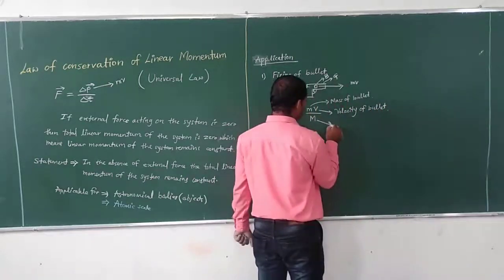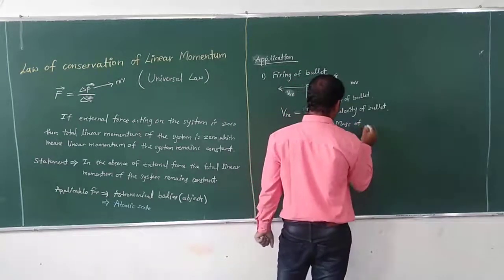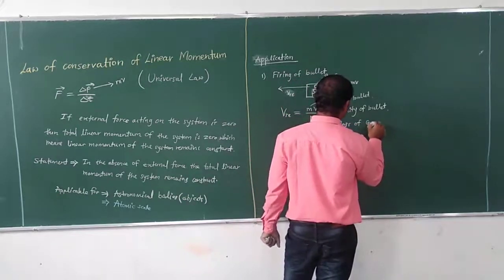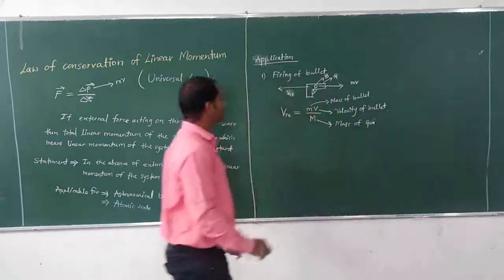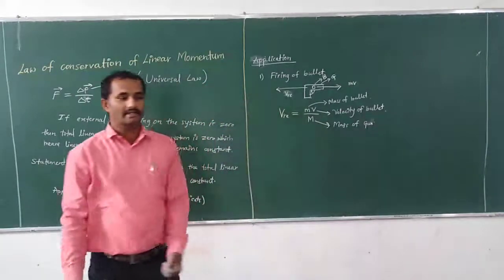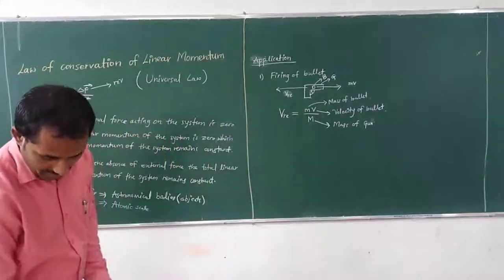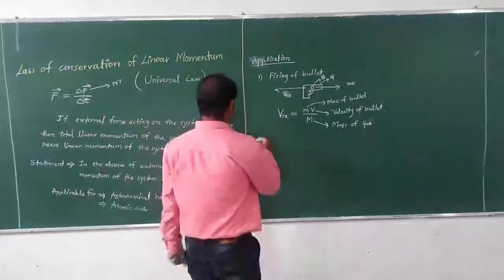And this capital M is the mass of the gun. So by using this formula you can calculate the recoiling velocity of that gun. ठीक है. याच्यानंतर नेक्स्ट एक्झाम्पल बघूया.